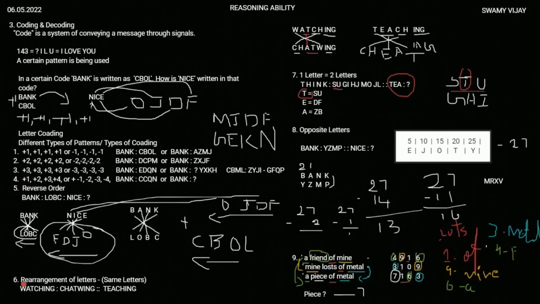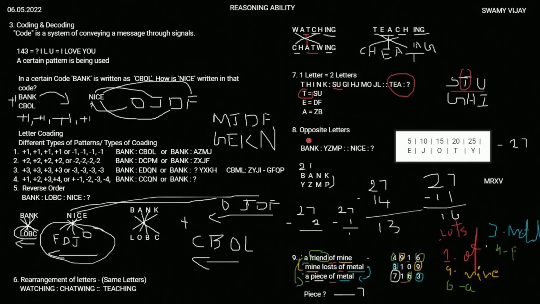Next, under letter coding, we have rearrangement of letters. That means the letters are given and the same letters are arranged in a different way. There is no calculation involved in the rearrangement of letters. Then under the same letter coding, one letter is provided with 2 letters in the question or in the combination. That also we have understood.